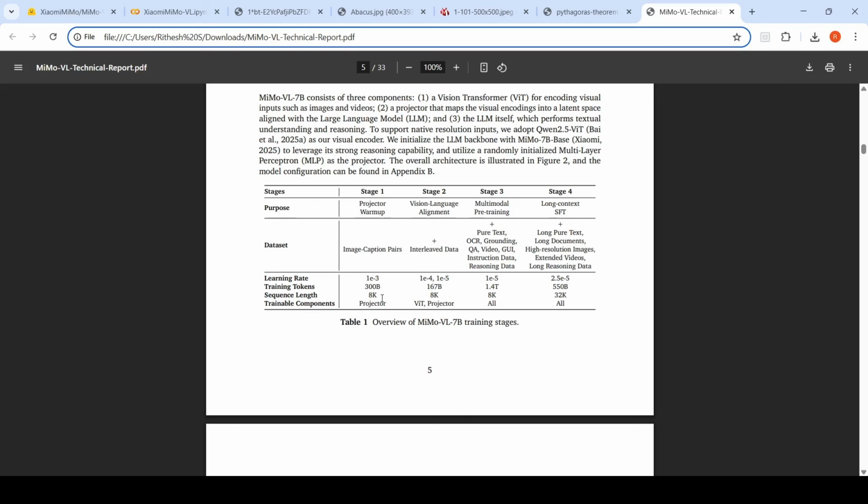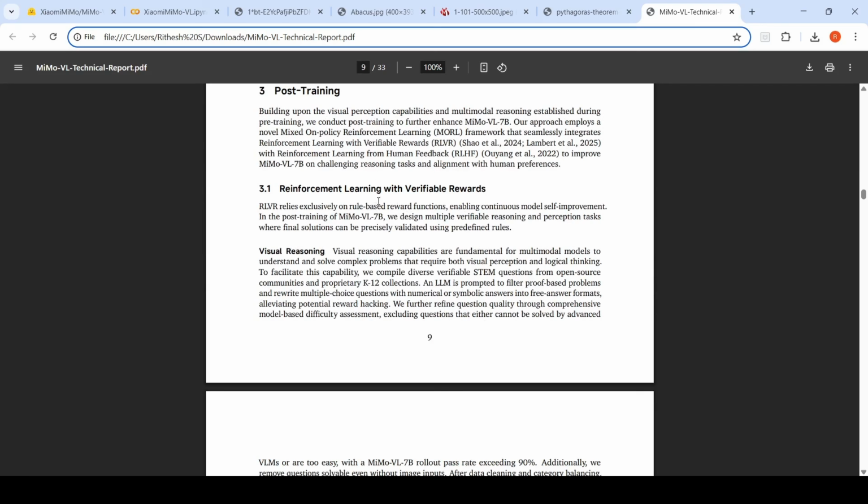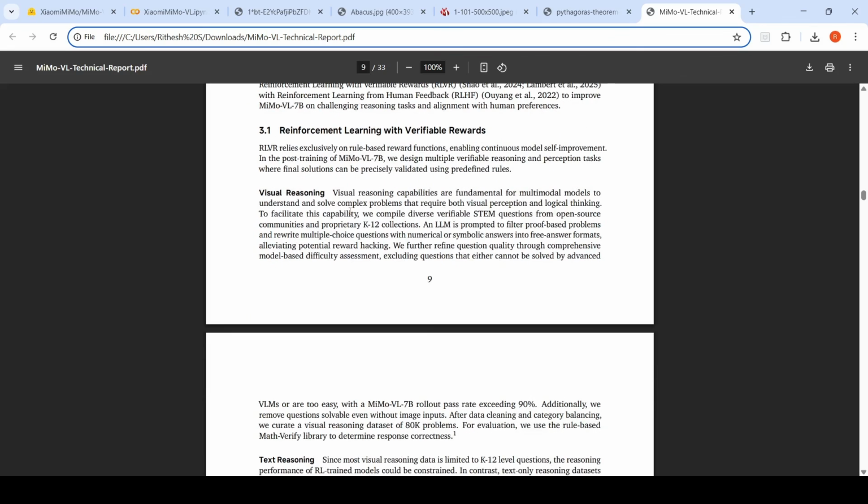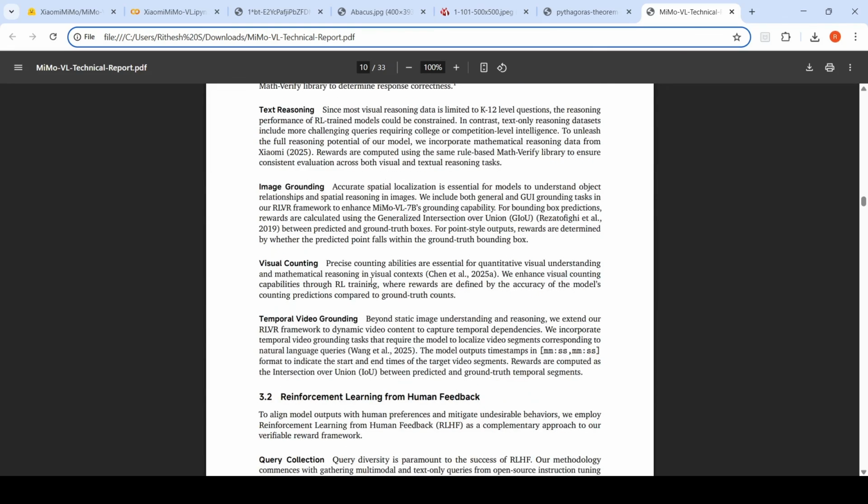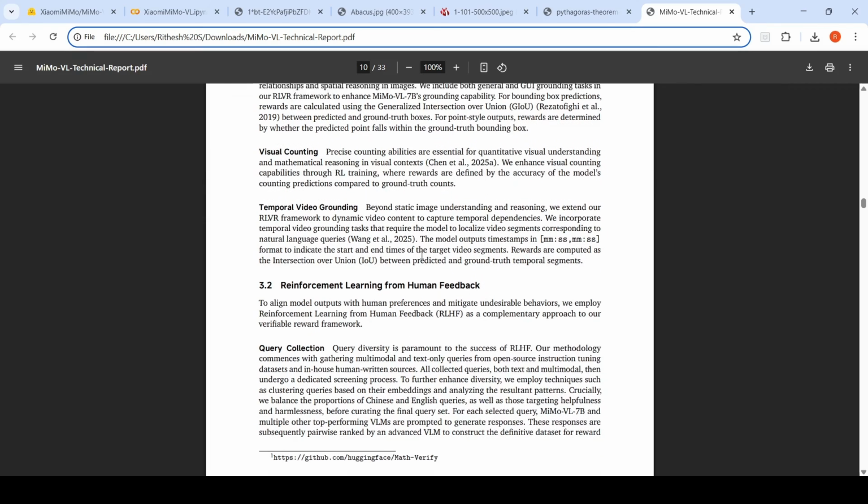They've also given the training token size over here. If you look at stage 3, it is close to 1.4 trillion tokens, and in stage 4 you have close to 550 billion tokens. So this is actually giving you your MiMo-VL-7B-SFT model after stage 4. Then you have reinforcement learning. In the post-training phase, they do reinforcement learning with verifiable rewards on visual reasoning, text reasoning, image grounding, visual counting, and temporal video grounding data. That is what they are saying over here.